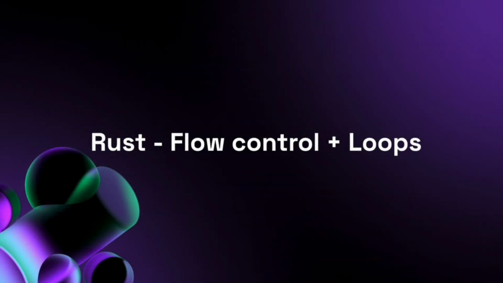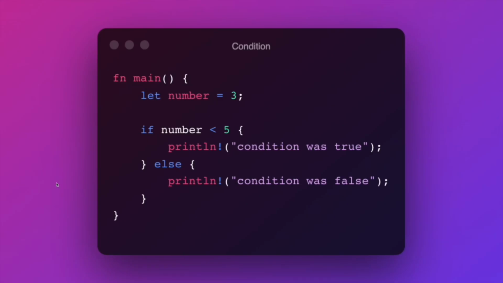So let's briefly introduce flow control and loops in Rust. Just like any other programming language, Rust too has conditionals. Both if and else statements are pretty much identical to how they work in JavaScript, with two subtle differences. If statements in Rust don't need the expression to be wrapped in parentheses, and Rust will not cast expressions to booleans for you like JavaScript does.